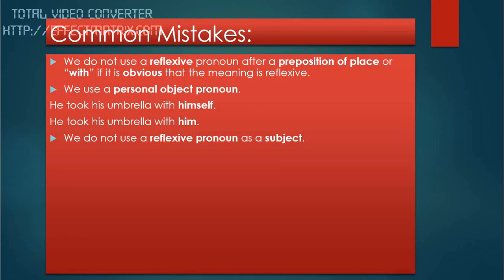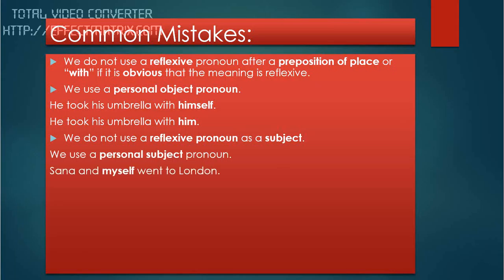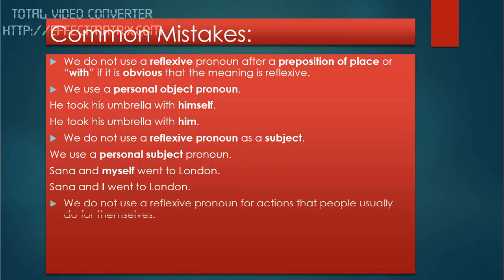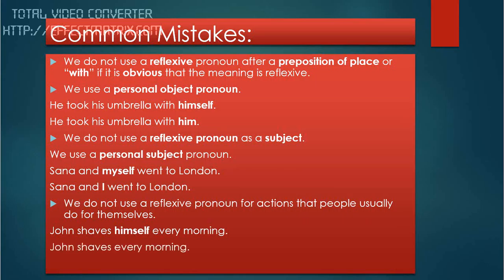Another mistake is that we don't use a reflexive pronoun as a subject. So as we discussed earlier, the reflexive pronoun is an object of the sentence. So we must never use it as a subject; we must use a personal subject pronoun. For example, "Sana and myself went to London" is incorrect. The correct one is Sana and I went to London. Another mistake is we don't use a reflexive pronoun for actions that people usually do for themselves. Like "John shaves himself every morning" is incorrect. The correct one is John shaves every morning.